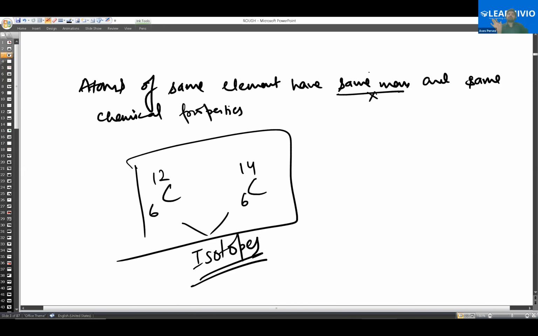They have same chemical properties. If I'm talking about this carbon and this carbon, they have same chemical properties, because they have same atomic number, and atomic number is responsible for the same chemical property. And why it is so, we'll discuss in the structure of atom chapter.